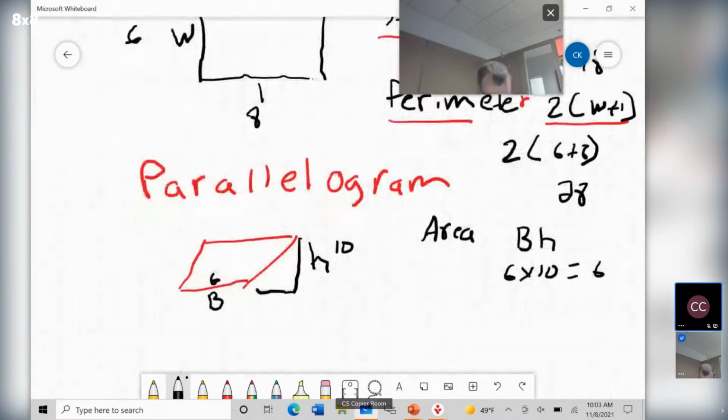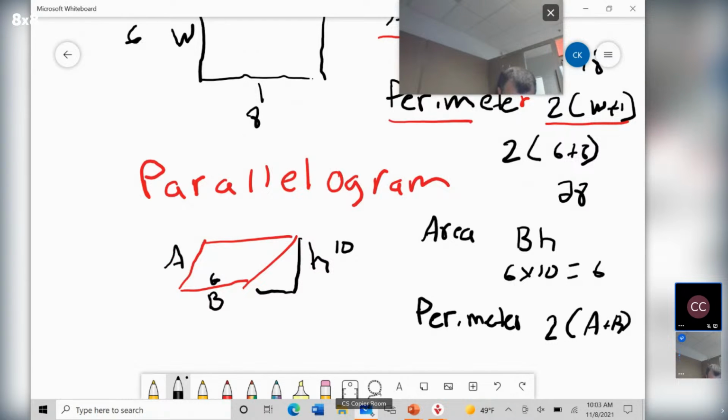And the perimeter would be 2 times A plus B. And A would be over here. So say A is 4. Then it's just going to be the 6 plus 4 times 2. So on this parallelogram, you're going to have A side, B side, and the height. And remember, this side and that side would be equal, and that side and that side would be equal. So area for a parallelogram is base times height, and the perimeter is 2 times A plus B.